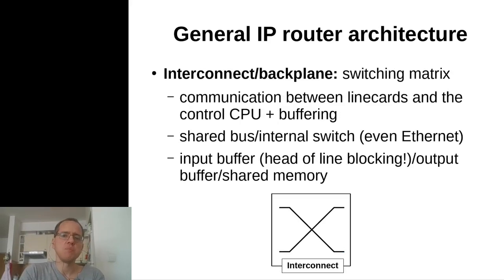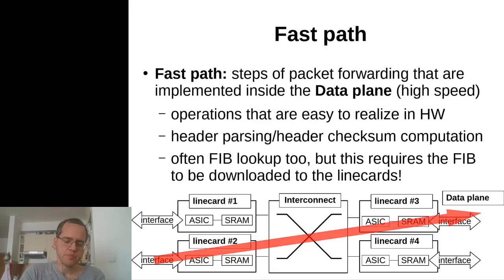And the last component is the interconnect or the backplane. So this is essentially just a switching matrix. It provides communication between the line cards and the control CPU, and a couple of low-level buffering functionalities. So whenever there is contention for accessing, say, a line card or a line card port, then the backplane provides a simple buffering architecture to allow the accesses to be queued. There are lots of ways to design interconnects. This can be a shared bus or an Ethernet switch. Some of the high-end routers today use a separate Ethernet switch and a separate Ethernet network to implement the interconnect itself. There are lots of interesting design and architectural questions related to the implementation of the interconnect or backplane, but we are not going to look into this any further.